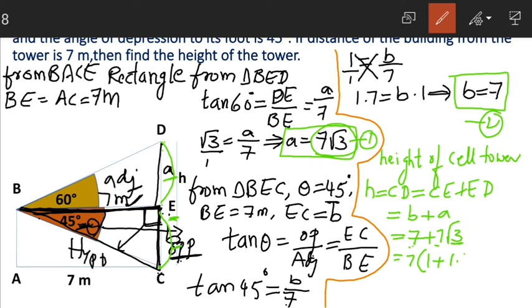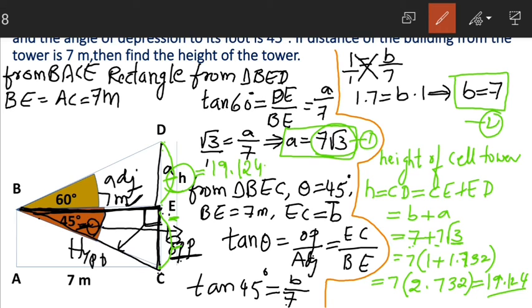Root 3 value is 1.732. We have to remember that value. Root 3 is nothing but 1.732. Then we get 7 into 1 plus 1.732, that is 2.732. So, 7 into 2.732. By multiplying that, we get 19.124. So, here the height of this cell tower is nothing but 19.124 meters. This is the final answer.